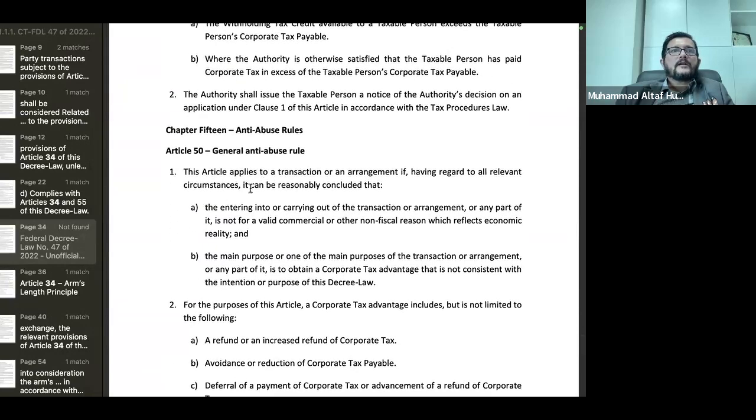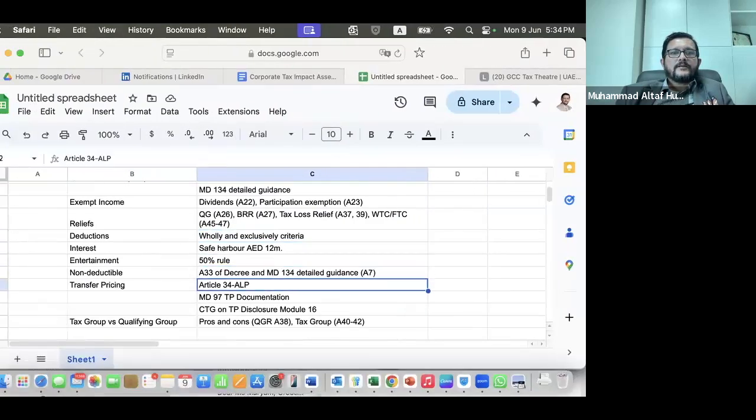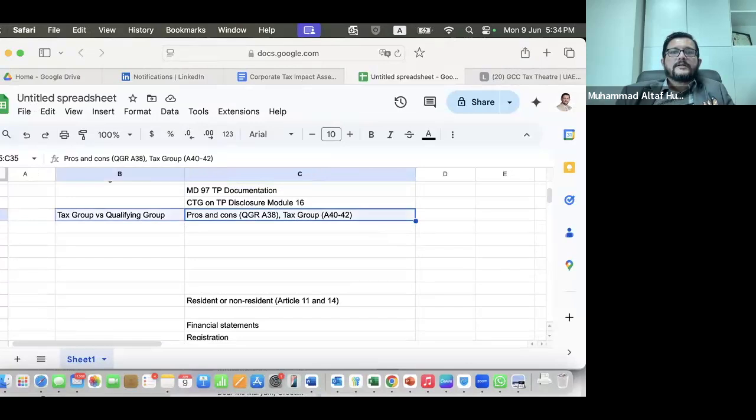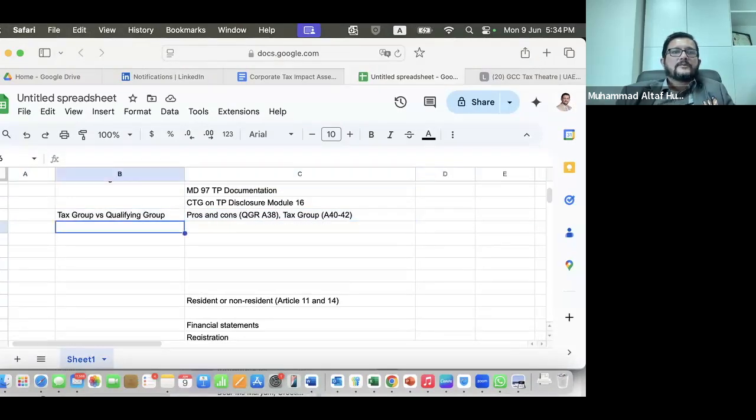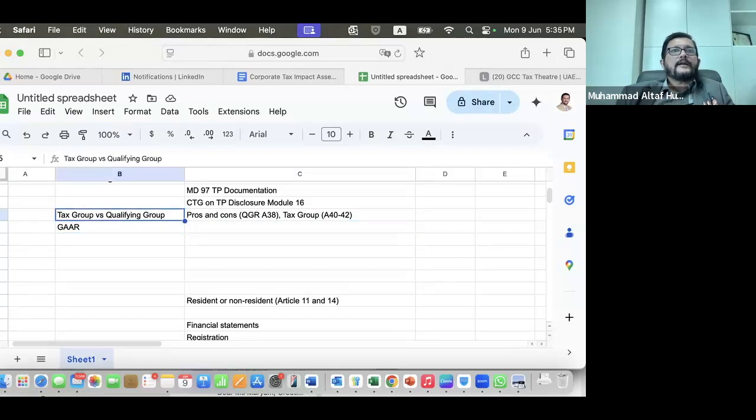And then the GAAR is a very important aspect. GAAR we can write under exemptions. What were you saying, under the exemptions? Not exemptions. GAAR is something that will move along the entire corporate tax. Okay.